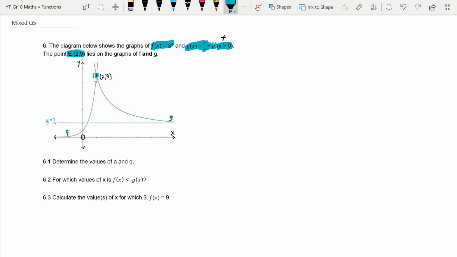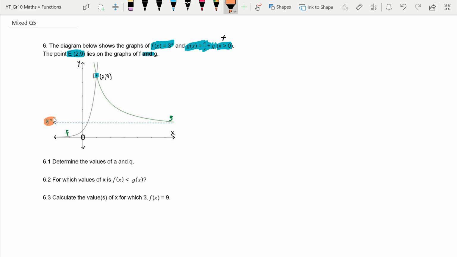Then it says that the point E, which is where x is 2 and y is 9, there it is, lies on the graph of f and g. So it is a point on both. It's always handy to have a point that's on both. Let's quickly investigate before we even look at the questions. Well, what jumps out at me is that I can see the equation of my asymptote is given, and that needs to mean something to us. We need to know how we're going to use that.